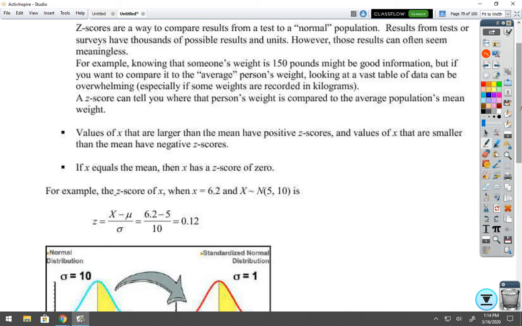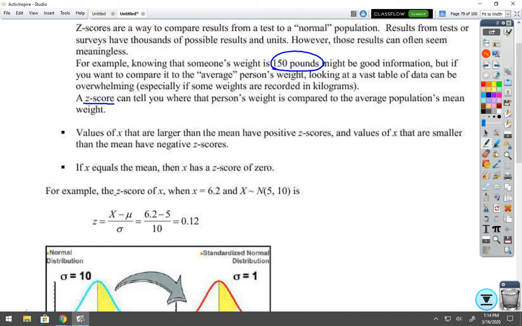Okay. It says, suppose that we know someone's weight is 150 pounds. So we know that we have a 150-pound weight. So it might be good information, but if we want to compare it to an average person's weight, we look at the vast table that can be overwhelming. So we want to put this into a standard normal. It says that the Z-score is the number of standard deviations away from the center that a person's weight is, to compare it to the population's mean weight. Remember, the population mean weight on the standard normal will be 0.